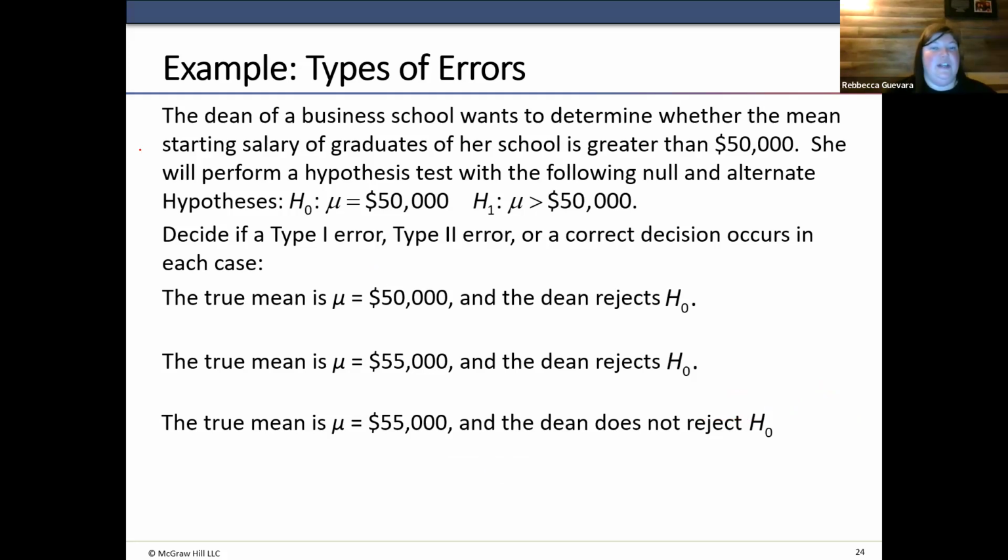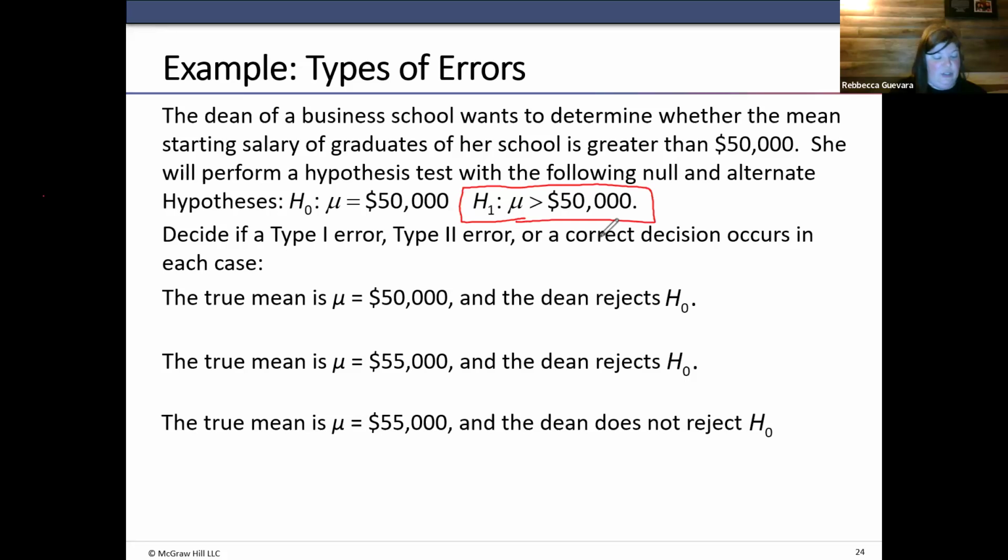Okay, so example of errors. The dean of a business school wants to determine whether the mean starting salary of graduates of her school is greater than $50,000. She will perform a hypothesis test with the following null and alternative. So this is her claim. She claims that they're getting paid more than 50,000. So the null hypothesis is that, oh, well, then they're only getting paid 50,000. Technically it's 50,000 or less, but like I said, we're going with your book's way of doing a hypothesis test. So we want to decide if we have type 1 or type 2 errors.